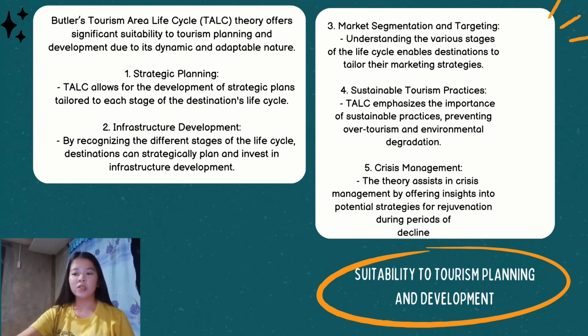Number 4. Sustainable tourism practices. The theory promotes sustainable tourism by emphasizing the importance of balancing tourism growth with environmental and cultural preservation. Number 5. Crisis management. It facilitates a proactive approach for destinations, enabling timely issue identification, mitigation of downturn effects, and strategic recovery planning by recognizing the cyclical nature of tourism.